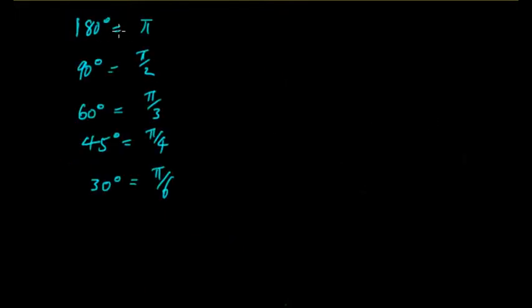So you have here, 180 degrees is 1 pi. And that's because if a whole circle is 2 pi, then 180 degrees is half a circle, and half of 2 pi is obviously pi. Then 90 degrees is half of 180, so it's going to be pi on 2.